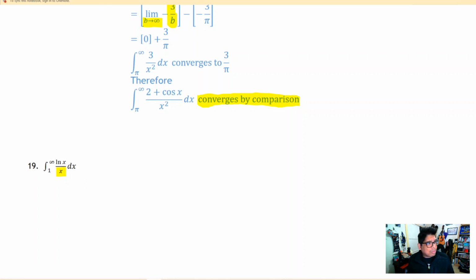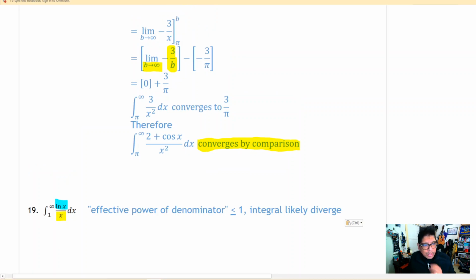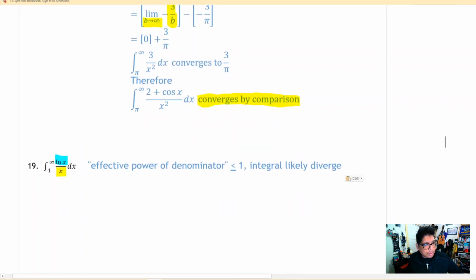And then the numerator is also going to grow, but at a slower rate than x. But whatever rate it is, it doesn't really matter, because since the denominator is growing at a rate of x and the numerator is growing at a rate of natural log of x, that means that my denominator should be growing at a rate slower than x. So basically, the rate of the numerator is going to decrease the rate of the denominator. So we're going to be looking for a function that is smaller than natural log of x over x.